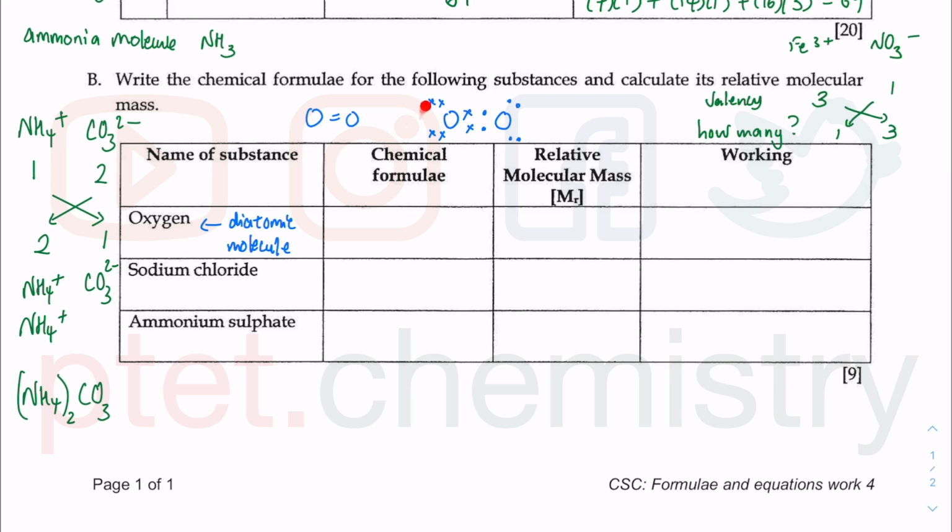The same thing for the 6 crosses, share 2, and you get to a fully filled outer shell, double covalent bond. Each covalent bond is 2 electrons. 2 covalent bonds means 4 electrons being shared. So the formula of oxygen is always diatomic, O2. So there's 16 for 1 oxygen. 16 times 2 is 32. The Mr of oxygen is 32 because there's 2 oxygen.